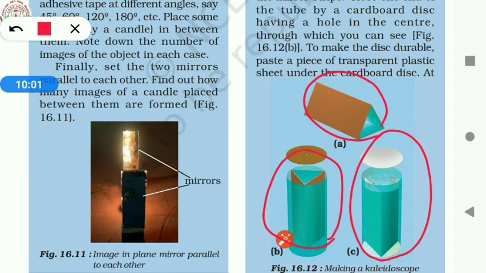So this is an activity for you. You have to make a kaleidoscope of your own.